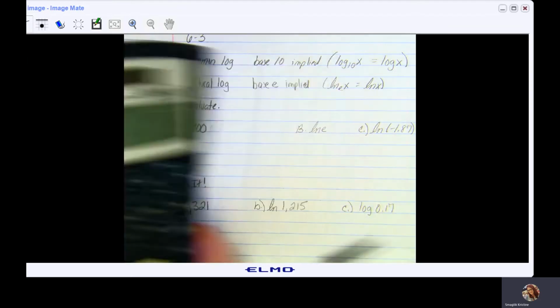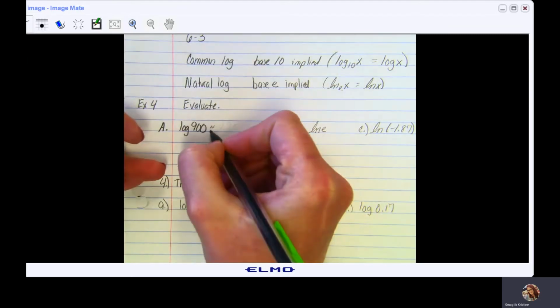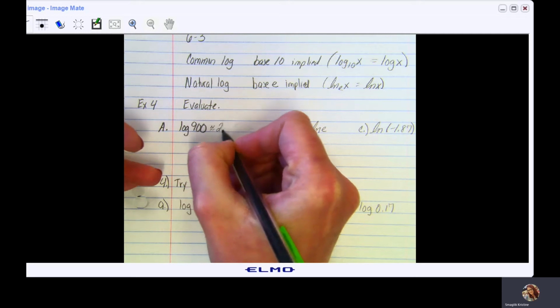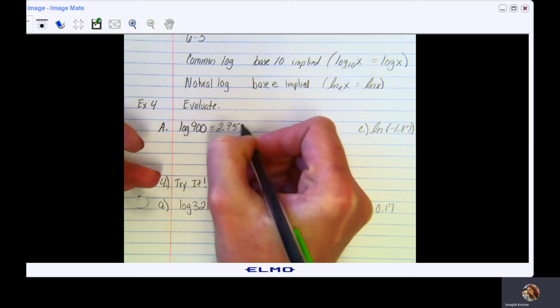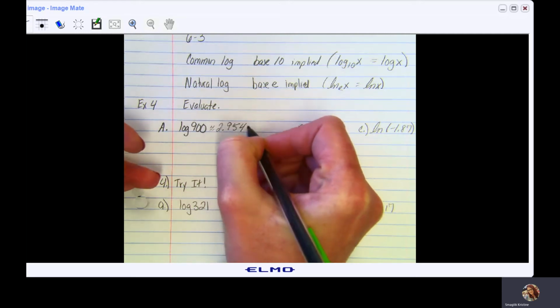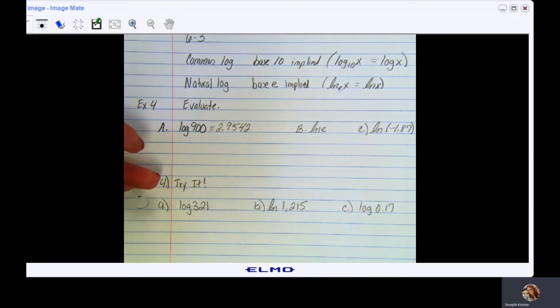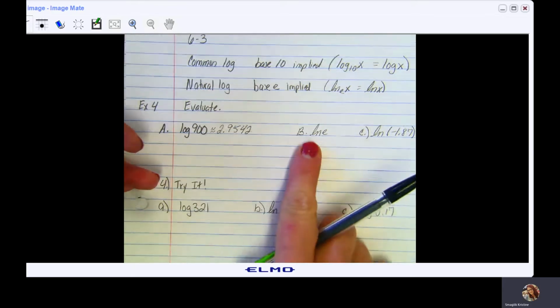So let's jot that down. Log of 900 is approximately 2.9542. We'll take it out to the nearest 10,000ths, which is 4 decimal places.